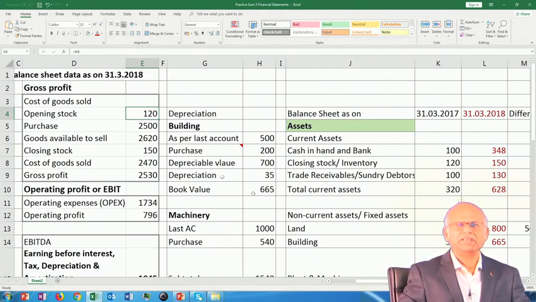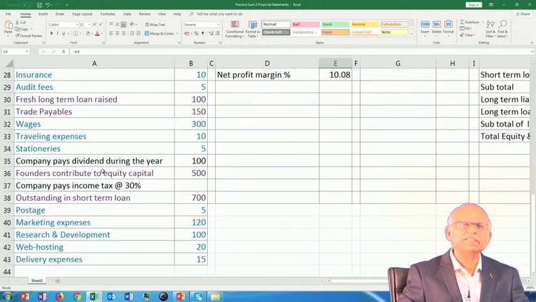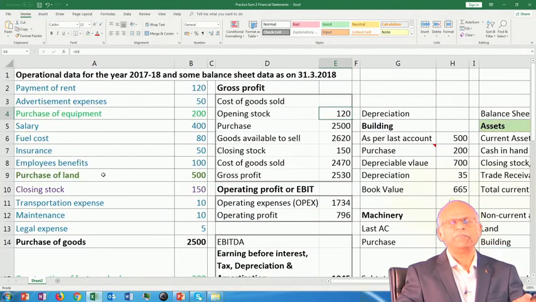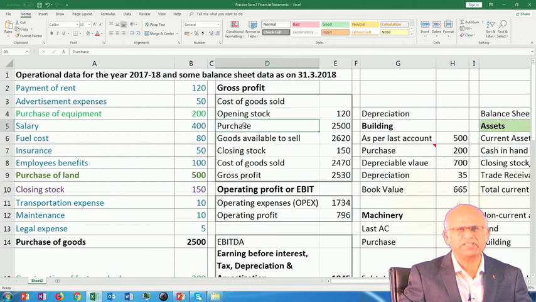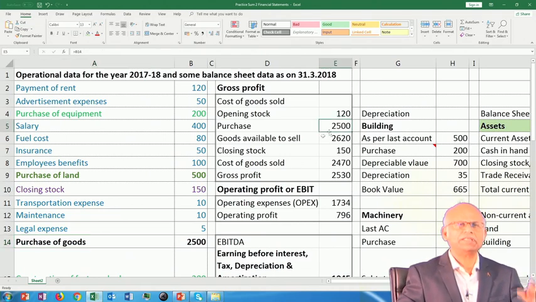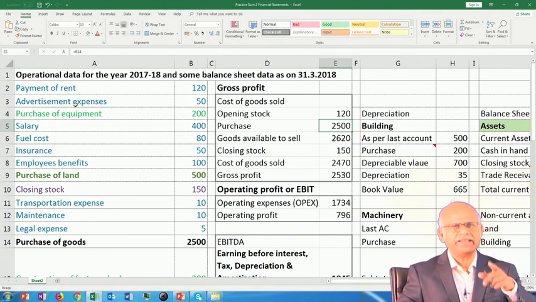Now, purchase during the year. You have to again go to the list of general ledgers. These are the items, this column is the list of general ledgers. Whatever general ledgers you had, all balances are given here. Purchase also is a general ledger and you have to find out where the purchase of goods is. See, this is the purchase of goods. Now, you just link them so that there is no mistake. So, is equal to purchase, and purchase of goods is 2500. Now, this plus this makes the total available goods, which is 2,620, minus closing stock, which has to be there in the ledger.